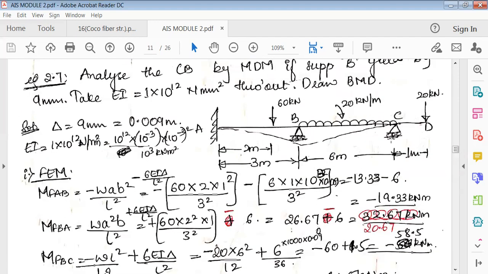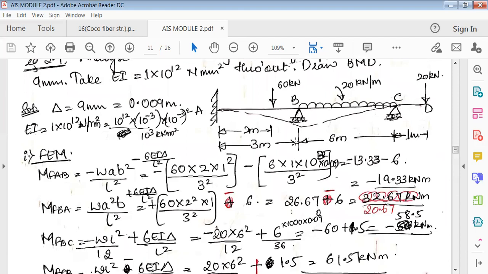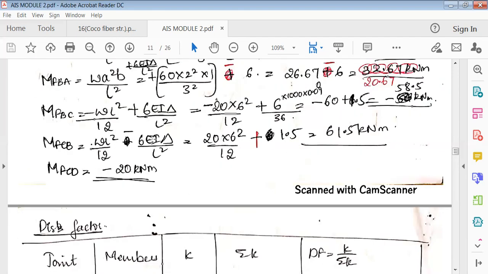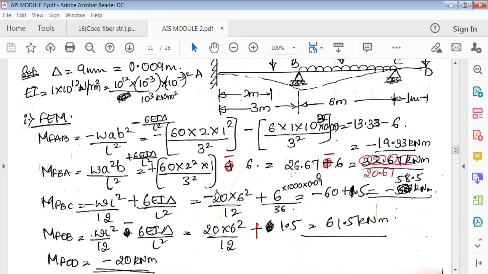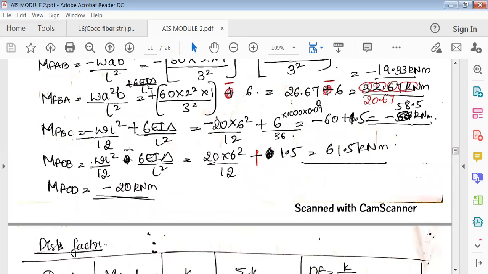Okay, next. Similarly, CB. Again in CB, plus WL square by 12, minus 6EI delta by L square. Sorry. Here also in CB, B is sinking. B is sinking means left support is sinking, so you have to add plus 6EI delta by L square. So same thing here, it is plus. So plus WL square by 12 plus 6EI delta by L square. Add this, then it is 61.5.